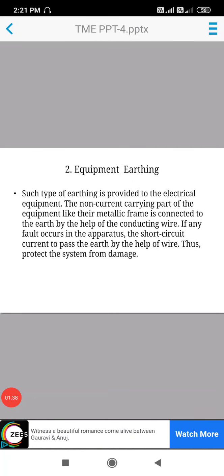Then the second one is equipment earthing. Earthing is provided to the electrical equipment. The non-current-carrying part of the equipment, such as a metallic frame, is connected to the earth with the help of conducting wire. If any fault occurs in the apparatus, then the short circuit current passes to the earth with the help of GI wire, and this protects the system from damage. This type of earthing is very important. Whenever a person touches the equipment, the person is protected from shock.